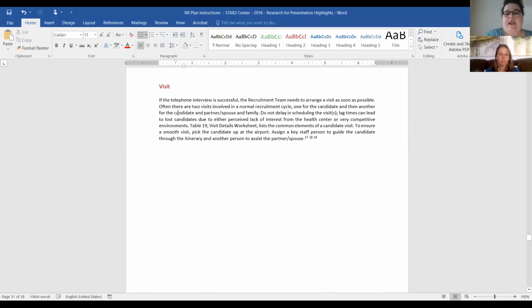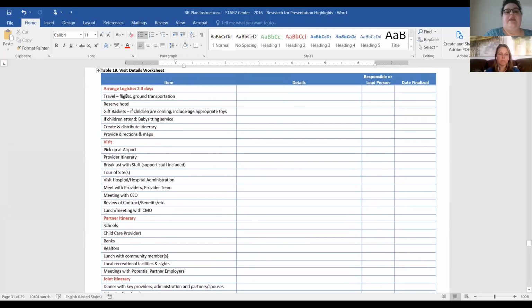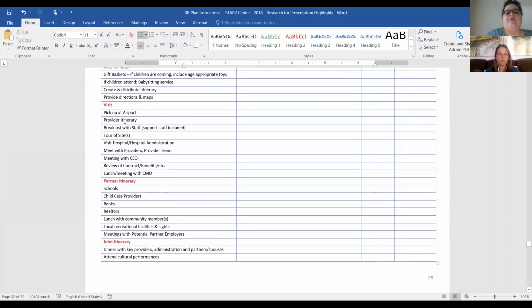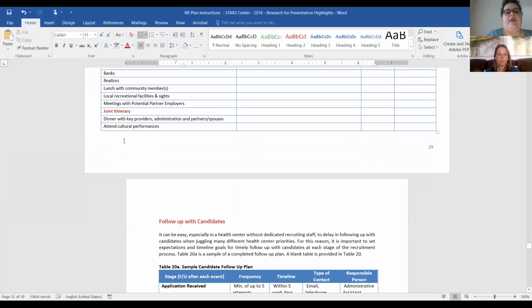We also break it down for the visit, and here is every single logistic point that you need to think about. When you have a candidate, and you're like, this candidate is right, we need to have them now visit the health center to do the final interview. I mean, everything from picking up at the airport, providing an itinerary. You want to think about their partners, their children, everything. So we have laid it out in very clear, minuscule detail.